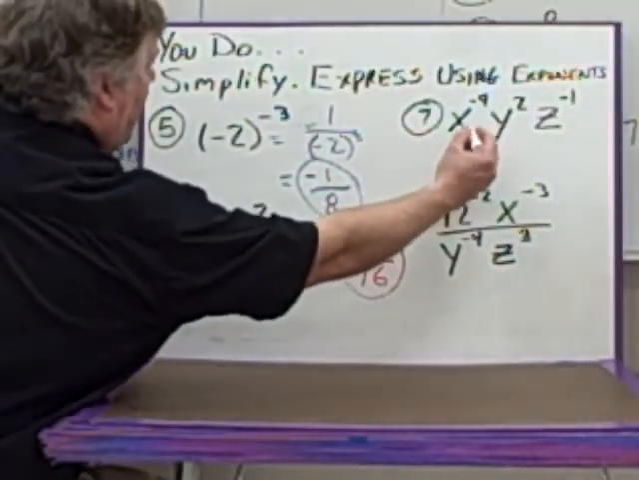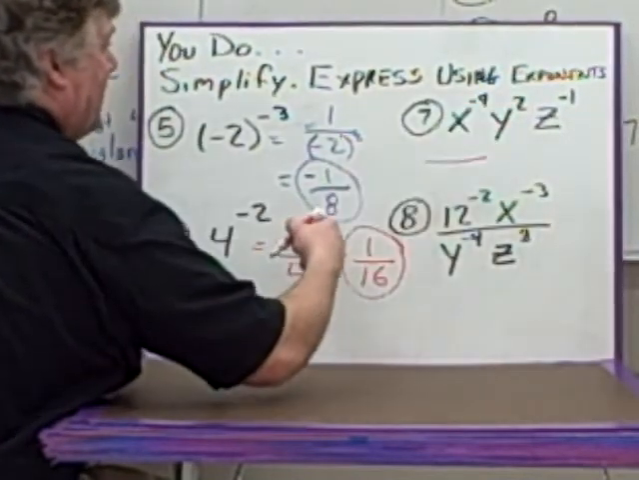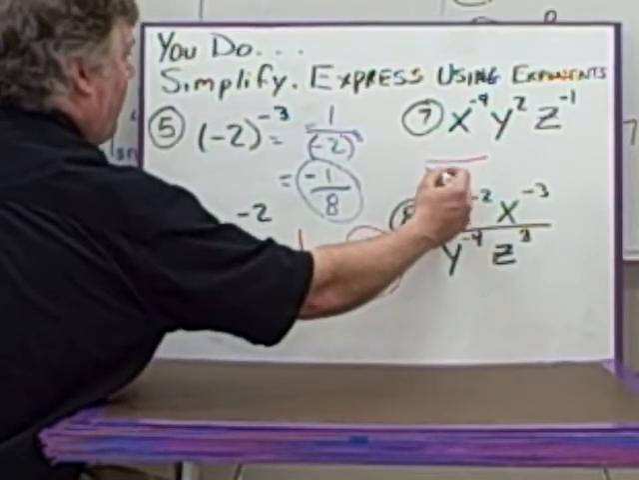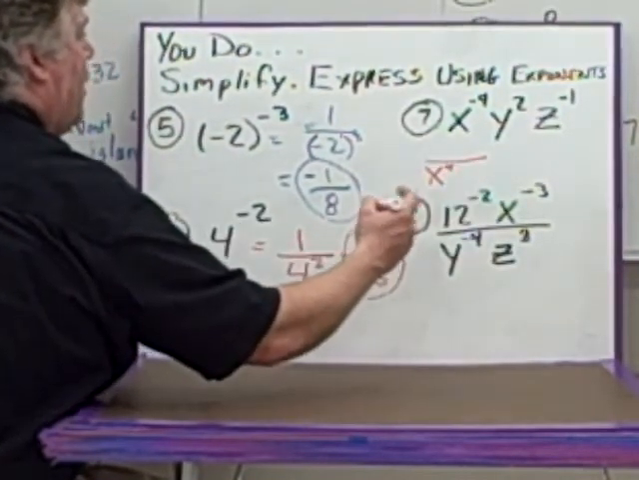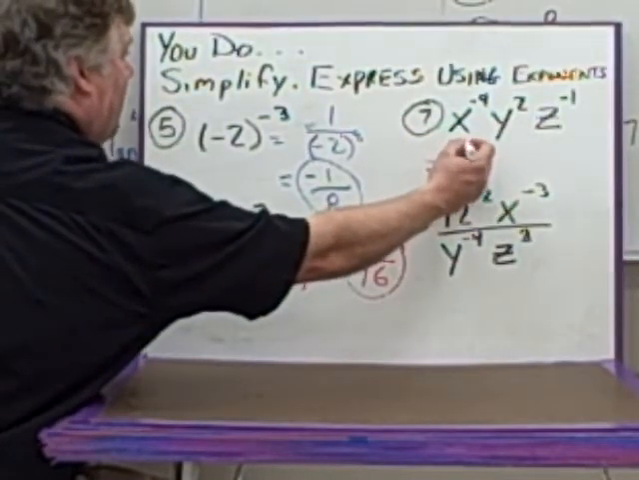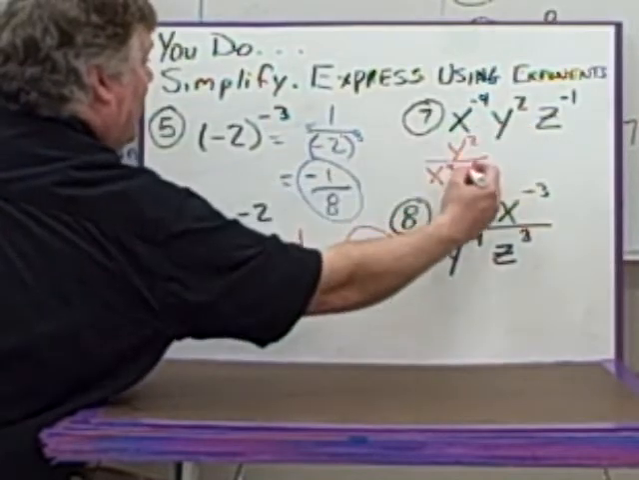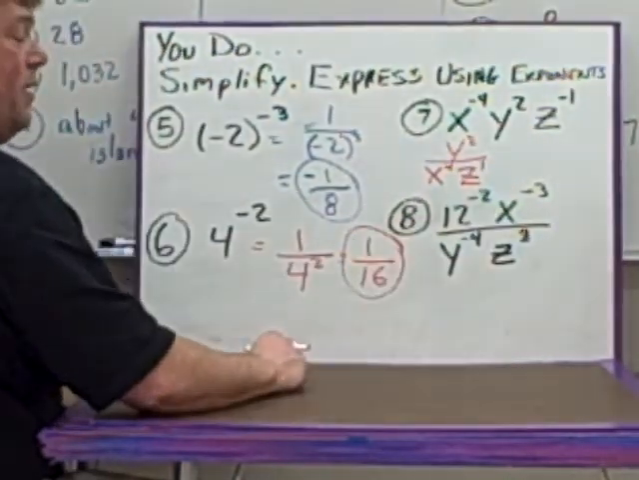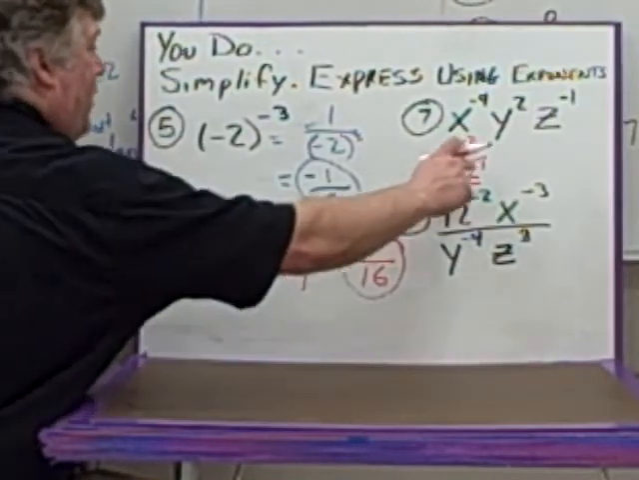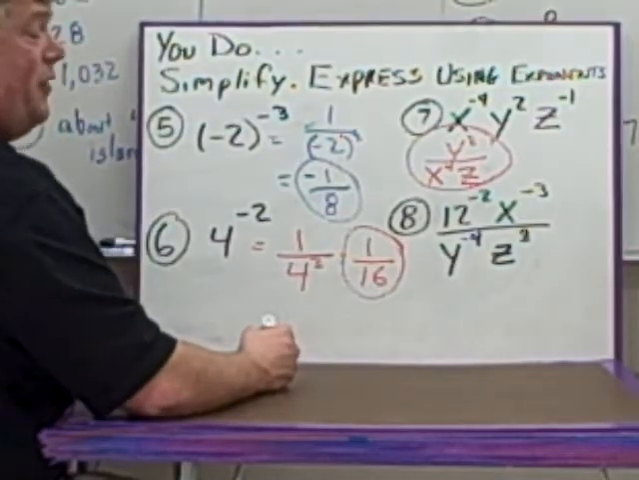All right, here we have x to the negative. Well, we know we're going to have a fraction because we have some negative exponents, we have some positive exponents. X to the 4 goes to the bottom of the fraction. Y squared stays on the top because it's a positive exponent to begin with. Z to the negative 1 becomes z to the positive 1 on the bottom. Do I have to keep that 1 there? No, I could write it without the 1. Either way, it's okay. There's your answer.